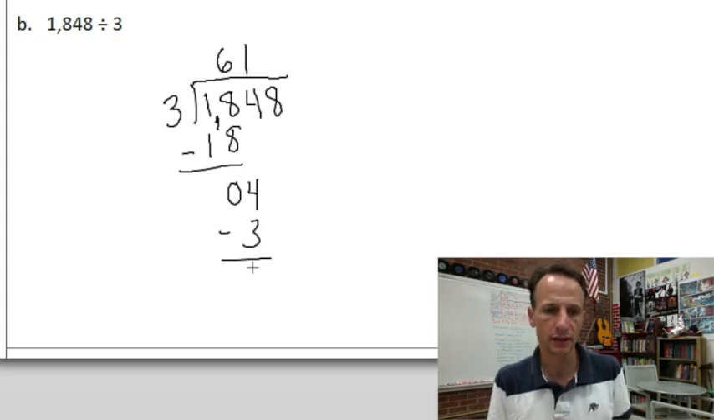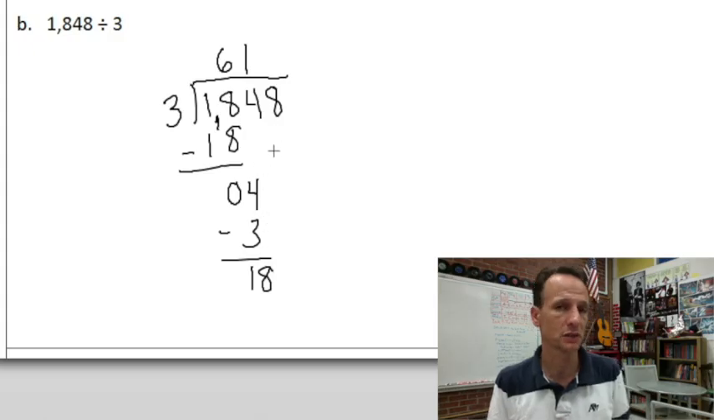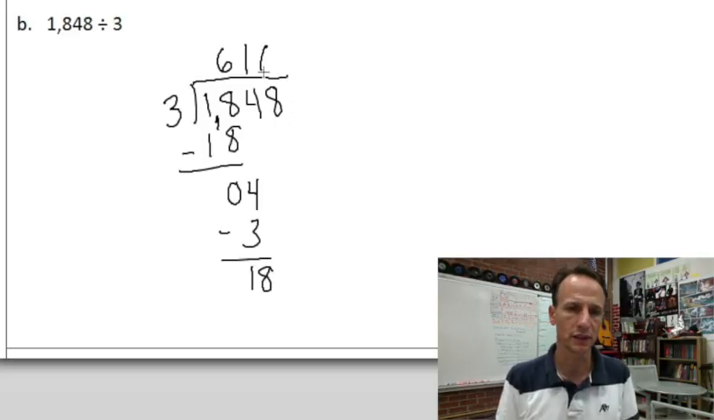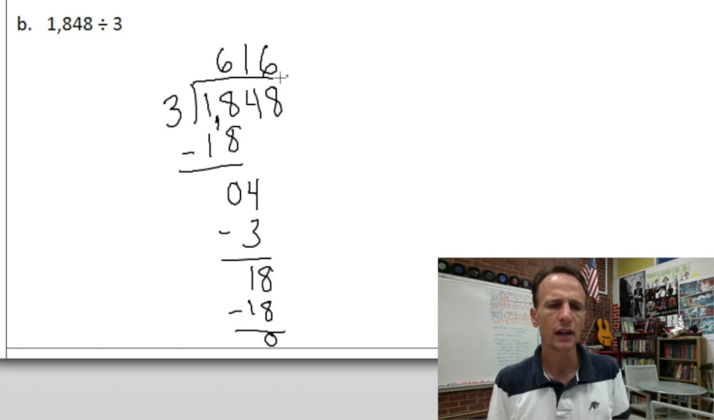We subtract and we are left with 1, and that's 10, but we're not done because we still have 8 1s. I'm just going to say again, if that were a 0, kind of looking ahead, we'd still have to divide with it. And again, how many 3s in 18? Well, we already did that. There are 6, because 6 times 3 is 18, so when we subtract, we are left with 0. Hey, that looks familiar, doesn't it?